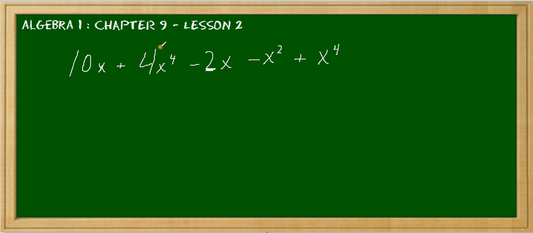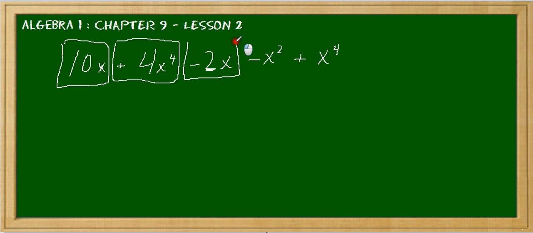Now you see that I'm going to start breaking this apart. I'm sorry, let me make that square a little bit better. So it's really more like a trapezoid, I guess, when you get into geometry. But let's just put a box around this. So that's positive 10x. I have positive 4x to the fourth. I have a negative 2x. I have a negative x to the fourth power. And I have a positive 4x to the fourth power, okay?